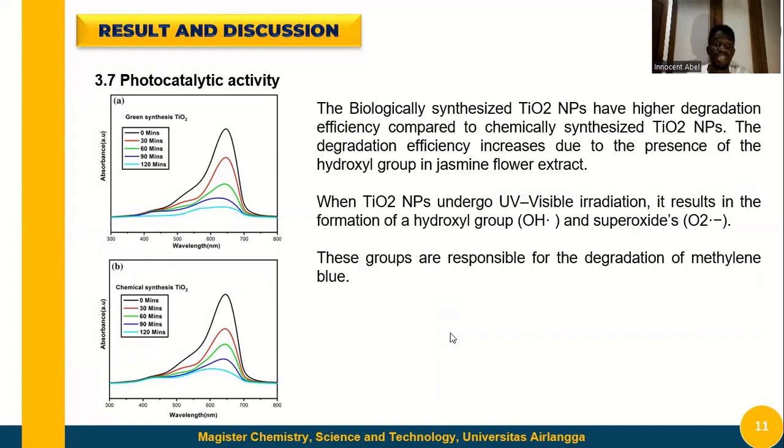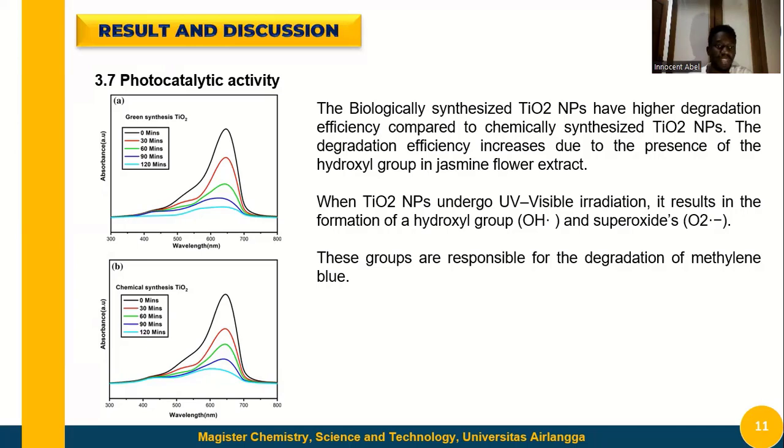Next is photocatalytic activity. The biologically synthesized nanoparticles have high degradation efficiency compared to chemically synthesized nanoparticles. The degradation efficiency increases due to the presence of hydroxyl groups in the jasmine flower extract. In general, when titanium dioxide nanoparticles undergo UV-visible interaction, what happens is that it results in the formation of hydroxyl groups as well as superoxide groups. So both of these groups are responsible for the degradation of the methylene blue.